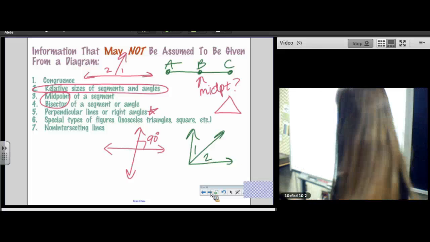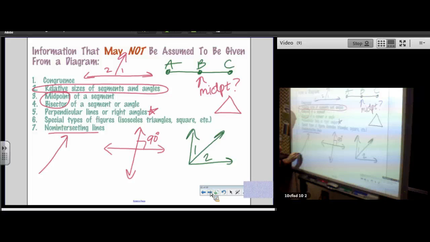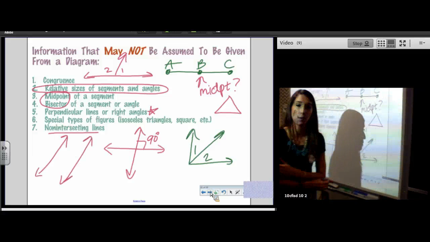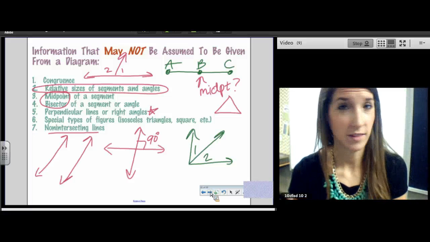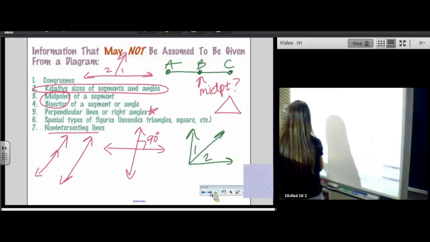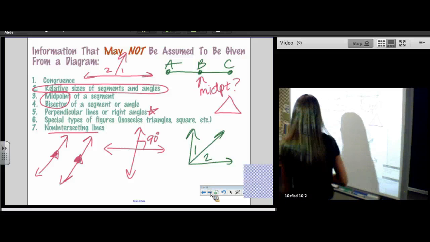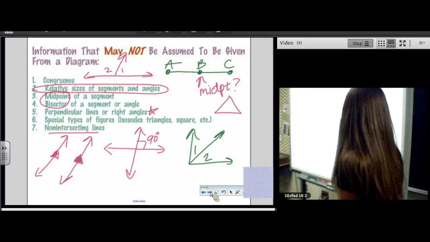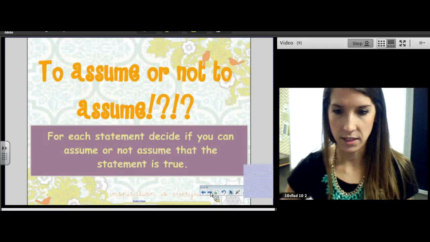And then last one, non-intersecting lines. I give you two lines, and this was actually on your test, if you remember. Those sure do look parallel. They sure do. But if I don't have those little arrows that show that they're parallel, then we can't assume they're parallel. Okay. To assume or not to assume, that is the question.